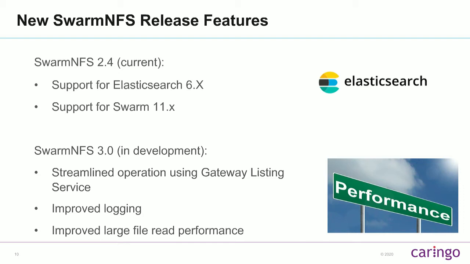SwarmNFS 3.0 will streamline internal operation using the new gateway listing service. And we have improvements to logging there. And we've introduced improvements for read performance for very large files. Those tend to be files that are 10 gig or larger, and our read performance is greatly increased with those. Yeah, we've made great strides with the video file manipulation use case, and that's where that large file read performance really comes into play. Exactly.